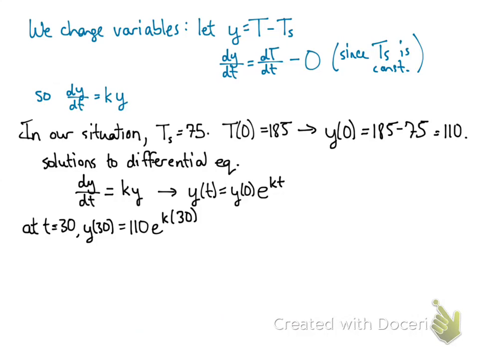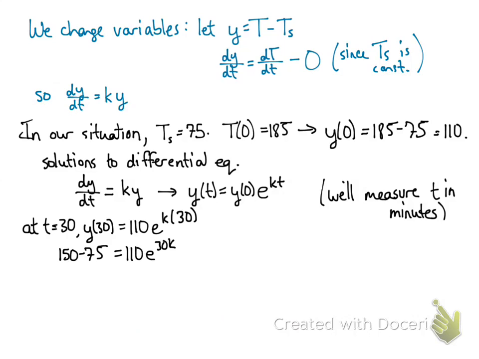We can write the equation like this. y(30), the y value at 30 minutes, is equal to the initial y value, 110, times e to the kt, but t is 30. So I replace t with 30 and the initial y value with 110. And I want to point out that we're measuring t in minutes. You could measure t in hours. That would change some intermediate steps, but you should get the same final answer.